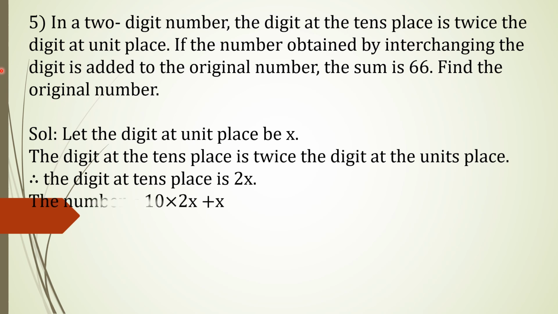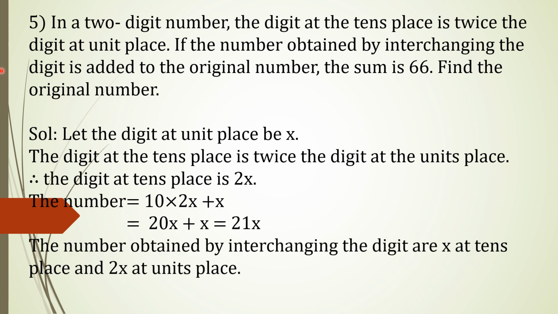Now the number formed will be 10 into 2x plus x, because of the tens place. For example, 32: what do you say, 30 plus 2. Same way, a multiple of 10 in tens place. So 10 into 2x plus x. So it will become 20x plus x. So the number will be 21x.